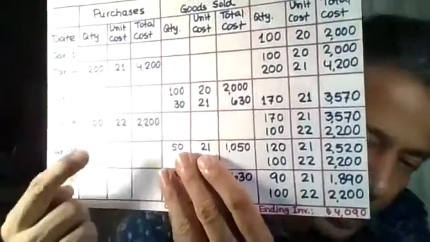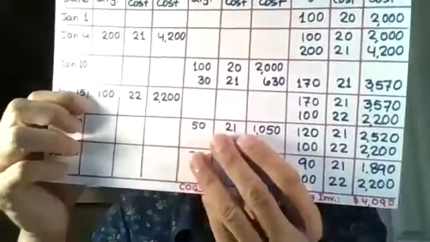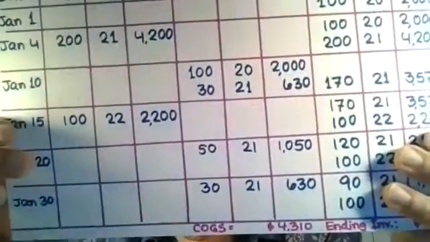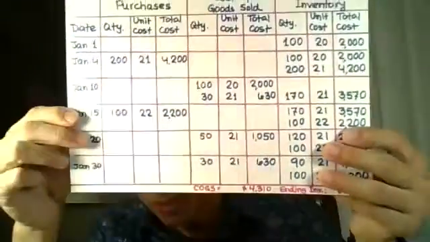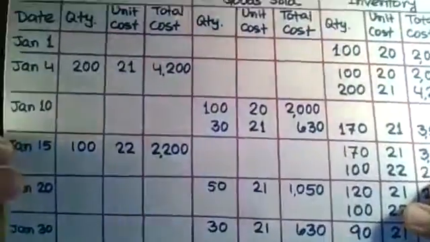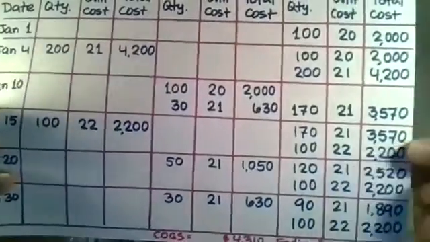And then you make another purchase. You make a second purchase here. This time you purchase 100 units at $22 each. Got it? 100 units at $22. So that gives you this stock.